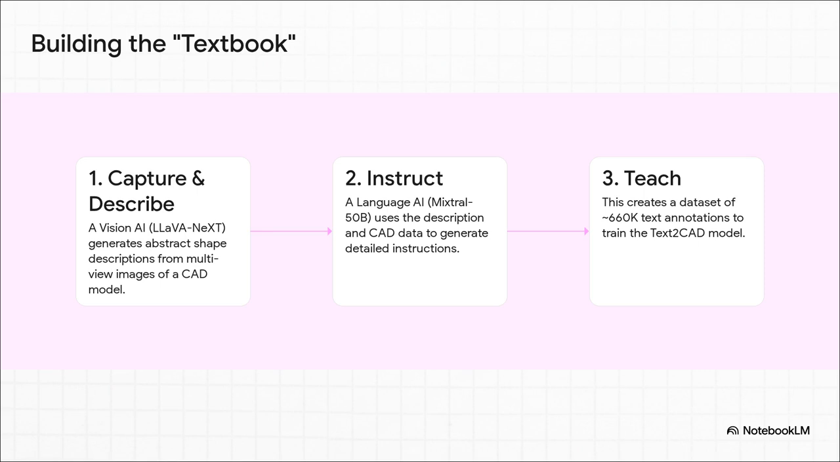First, a vision AI looked at thousands of models and wrote a basic description. Then, a super powerful language model took that description and the raw CAD data and wrote out detailed, human-like, step-by-step instructions. And just like that, they created the massive data set they needed, the textbook for their new AI.